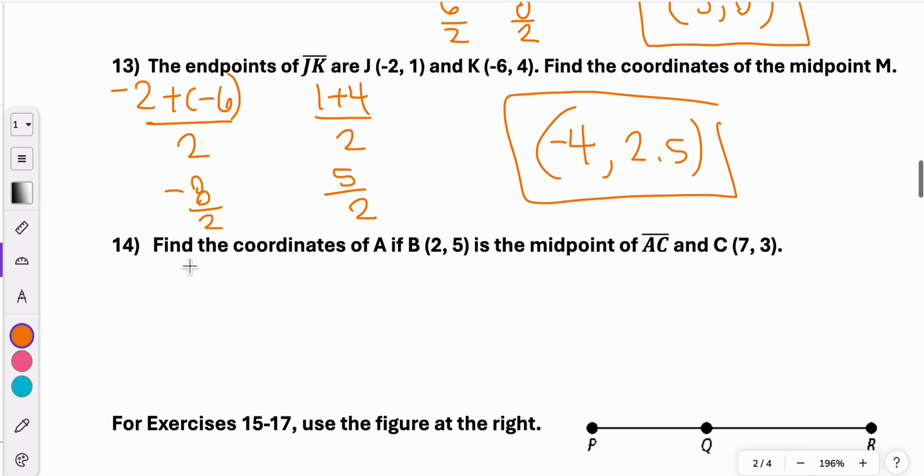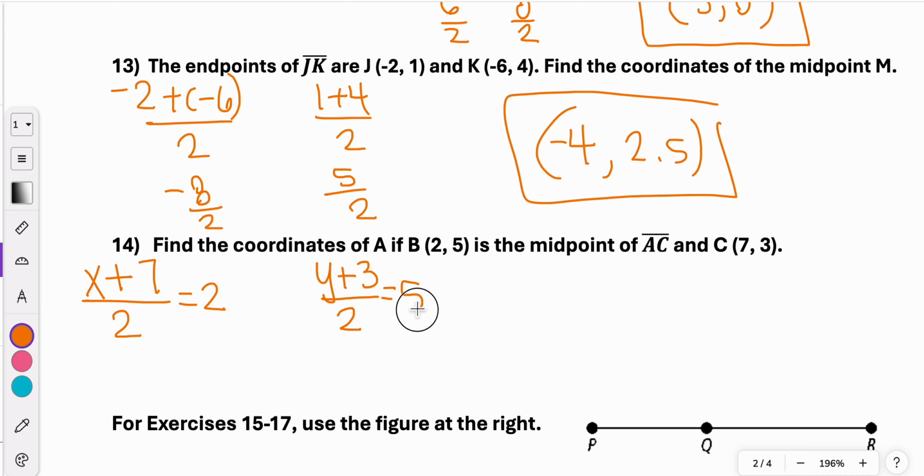14, a little bit different, says find the coordinates of A if B is the midpoint of AC and C is equal to 7, 3. So usually what I like to do here is I like to say, okay, I don't know one endpoint of X, but I do know the other, so X plus 7 divided by 2 gives me the midpoint of 2, and Y is an unknown value, plus the Y value that I know is 3, divided by 2 is giving me that 5. To start off solving here, I'm multiplying both sides by 2, so x plus 7 is equal to 4, so that means x has to be -3.